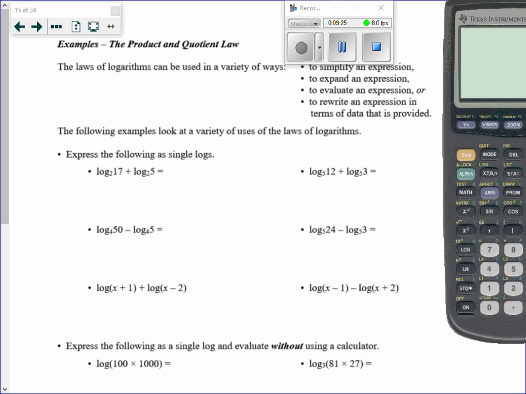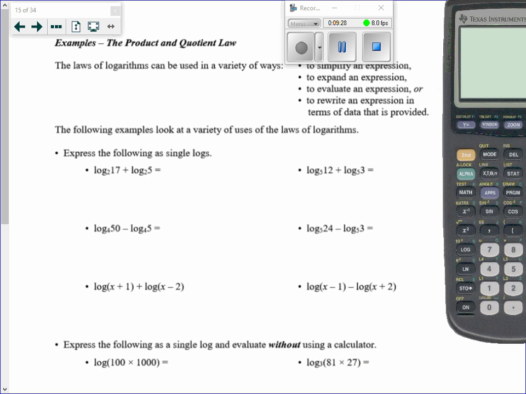It just tells us here at the top of the page that the laws of logs are used in a variety of ways, and we've talked about some of those ways already. Sometimes we use them to simplify an expression. If it gives us, for instance, this, 2 logs, and it asks us to write it as a single log, we're simplifying it. We're taking those 2 logs and putting them into 1. Sometimes, though, it asks us to work the other way, and it'll give us 1 single log, like it does down here at the bottom of our page, and it's asking us to expand the expression. In other words, write it as 2 logs. And then sometimes it asks us to evaluate the expression. That means come up with a value.